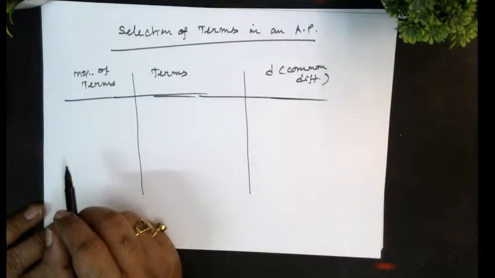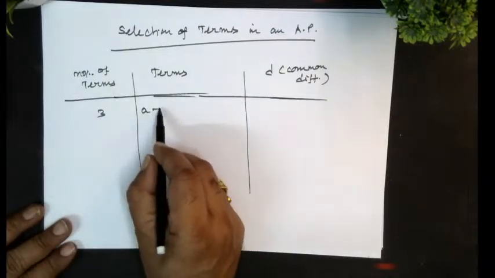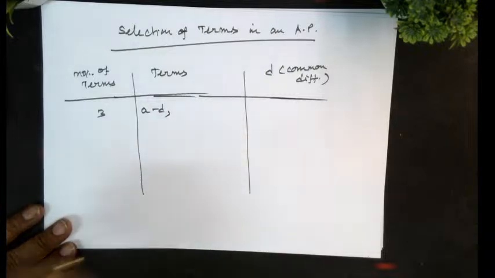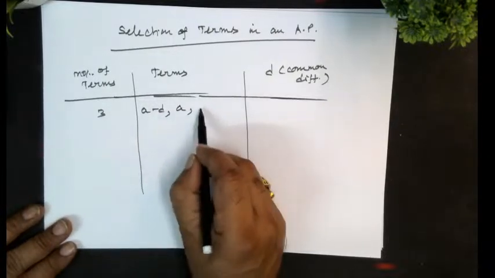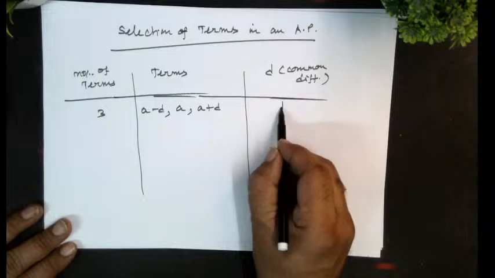Okay. Suppose if you take three terms, how to select: a minus d, comma, a, comma, a plus d. In such a way you have to consider the terms. You have got three terms, so the common difference is d.